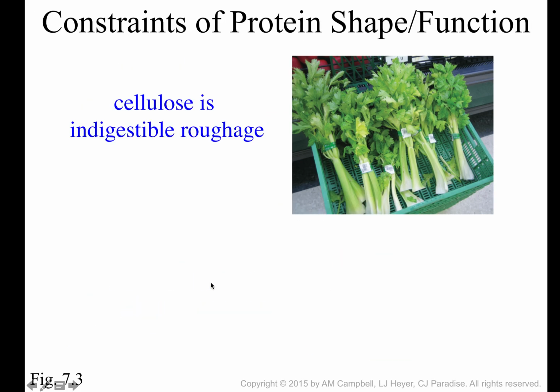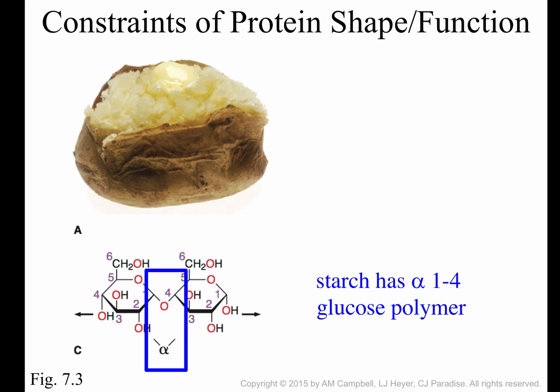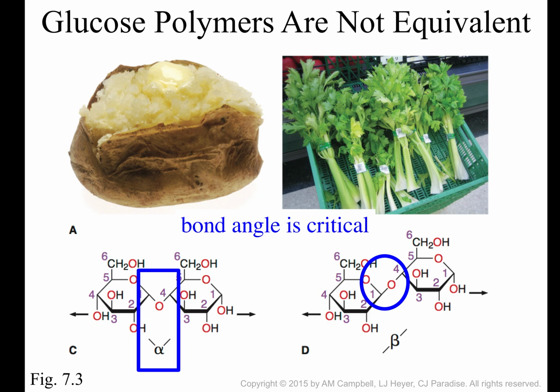So this is an example of covalent modulation of protein function, in that you have a certain shape, it can bind to one thing, it can't bind to another thing. The enzyme that breaks down this bond can recognize this shape, but it can't recognize that shape. In the next podcast, we'll talk about allosteric regulation, which is a different sort of regulation of protein function.